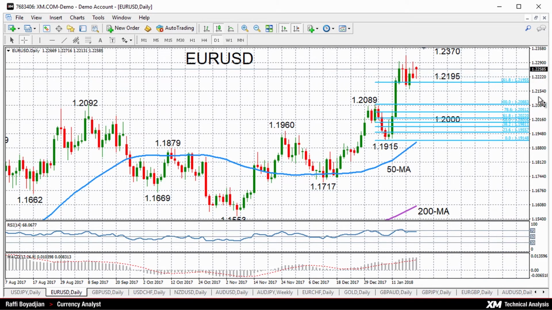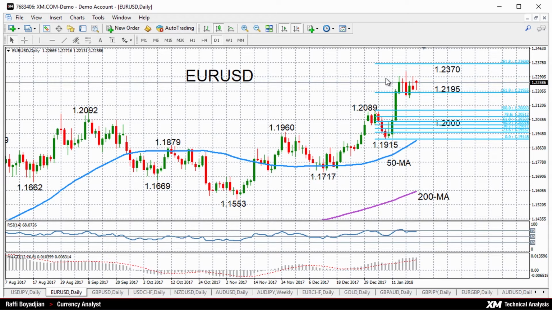On the upside, though, which at the moment is a more likely direction, prices would first need to break above last week's 3-year top of 1.2322. So the rally stalled just below the 261.8% Fibonacci extension, which is around 1.2370.